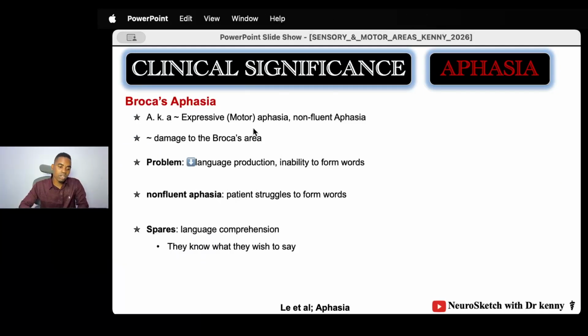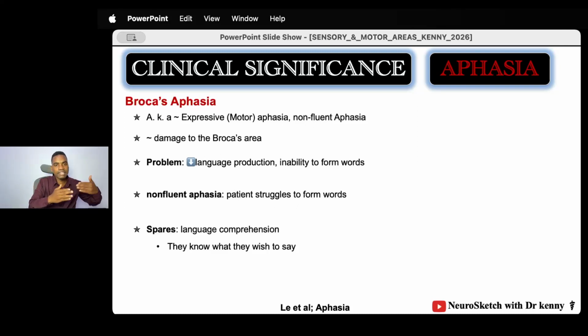Okay, so let's talk about Broca's aphasia that you've already spoken about a lot. It's also called expressive aphasia or motor aphasia, and it's motor aphasia because Broca's area is the motor area. Damage to Broca's area will cause Broca's aphasia, and the result is reduced language production and the inability to form words because Broca's area is involved with speech production. Broca's aphasia is also known as non-fluent aphasia because the patient cannot talk fluently.